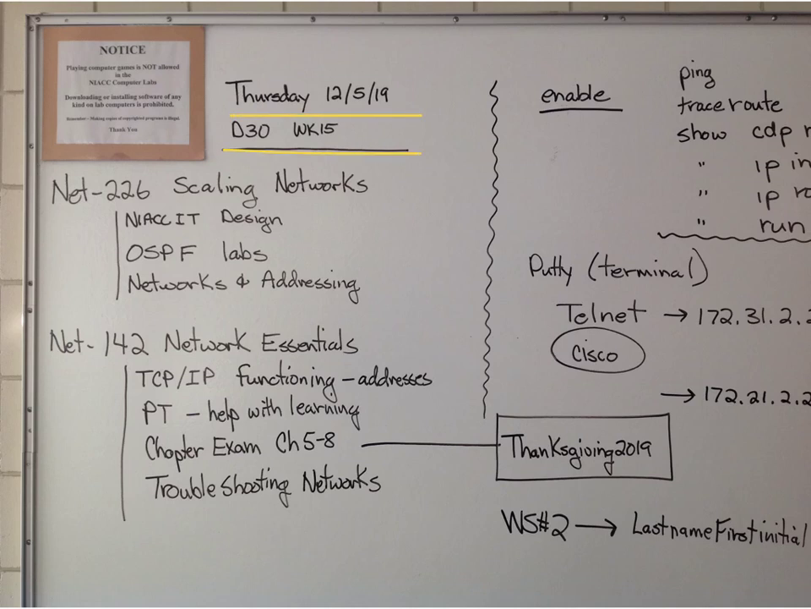Thursday. This is the end of week 15. Scaling networks. We spent probably a little over an hour, probably an hour and 15-20 minutes with Jim Deegan going over design. Almost an hour and a half. Didn't do any OSPF labs. Talked about networking, networks and addressing. We did do that.